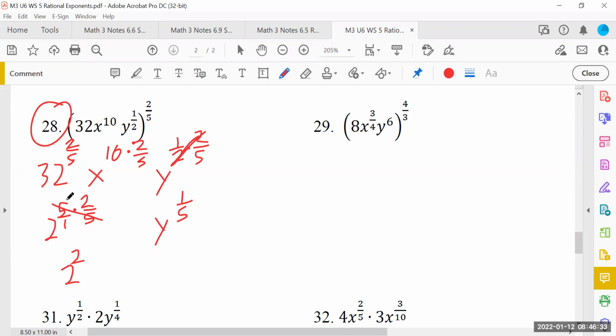How to get that 5? So it's the factor tree. It's breaking up that 32 and saying it's either 2 times 16 or 4 times 8. Break it all the way apart. You should get 5 twos.